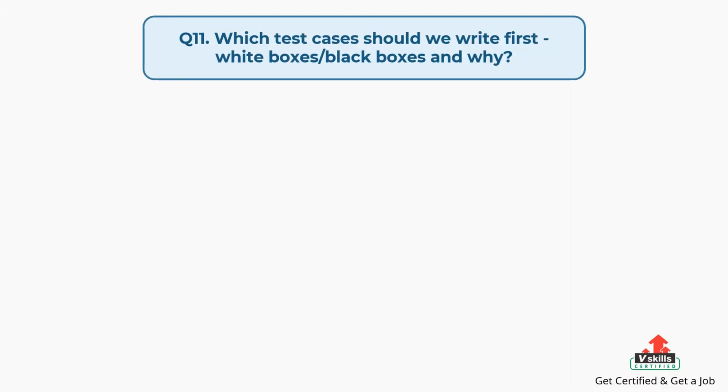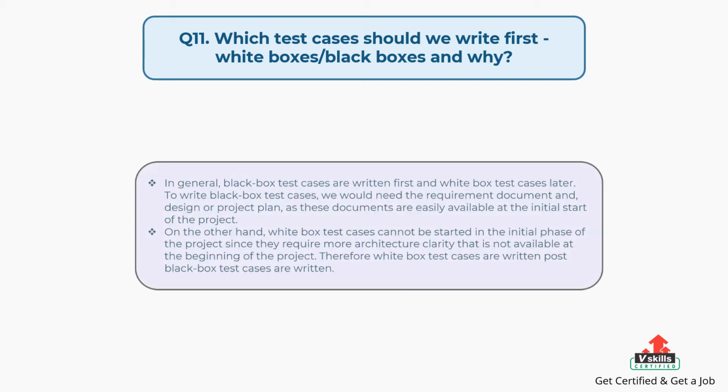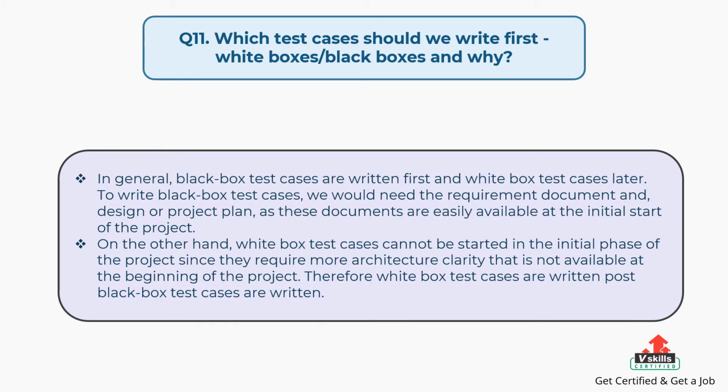Which test cases should we write first, white boxes or black boxes, and why? The answer is: in general, black box test cases are written first and white box test cases later. To write black box test cases, we would need the requirement document and design or project plan, as these documents are easily available at the initial start of the project. On the other hand, white box test cases cannot be started in the initial phase of the project since they require more architecture clarity that is not available at the beginning of the project. Therefore white box test cases are written after black box test cases are written.